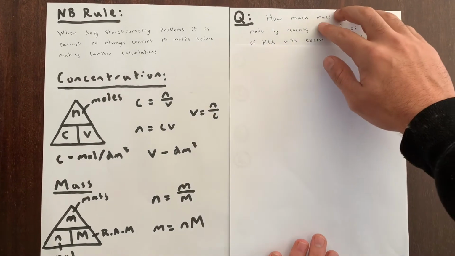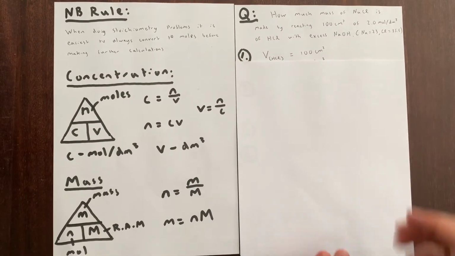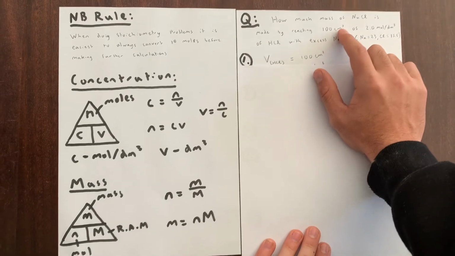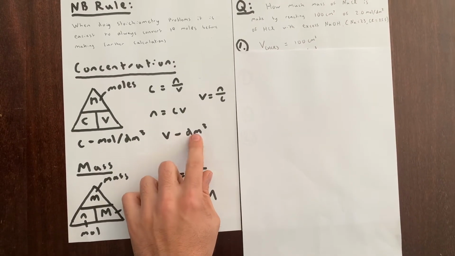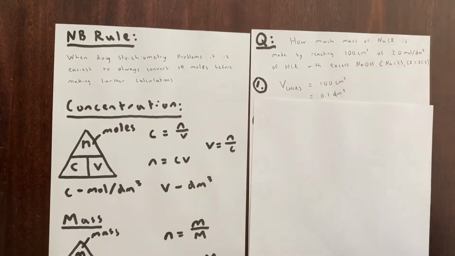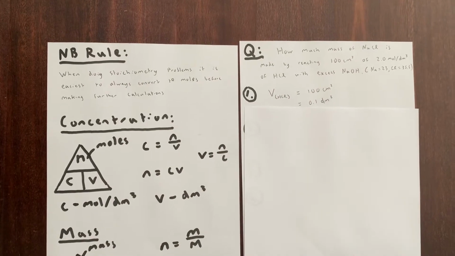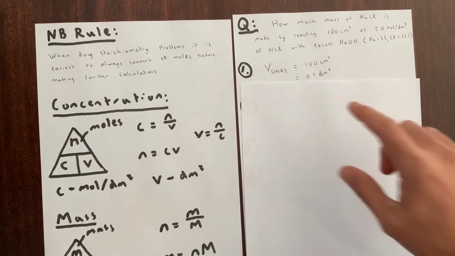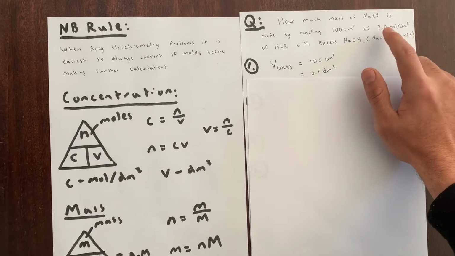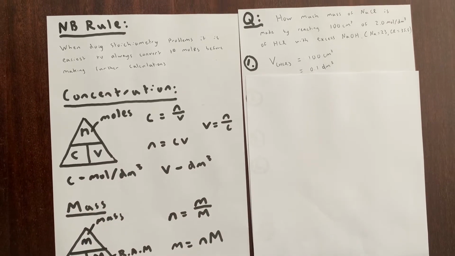Okay, so step 1 is that we have to convert all of the units into standard units. Here they gave us 100 centimeters cubed. And as I said, volume is measured in decimeters cubed, so we have to convert it into decimeters cubed. 100 centimeters cubed, you divide by 1,000 to get to decimeters, so you get 0.1 decimeters cubed. And then the concentration is in moles per decimeters cubed, and if we look back, that is the correct unit. So we don't have to do anything with that.